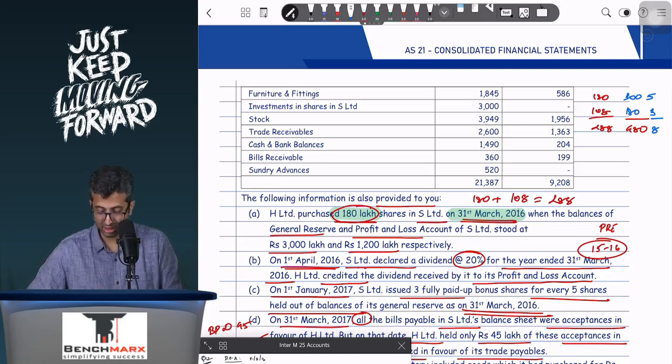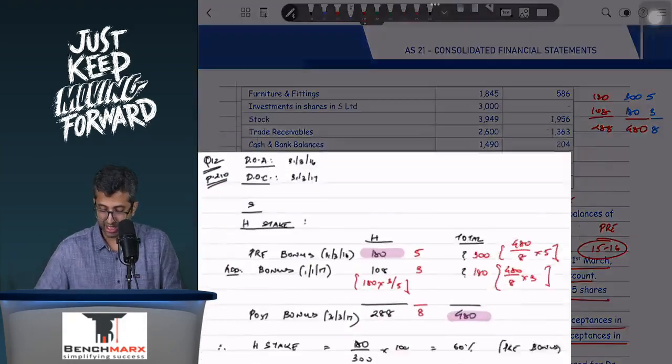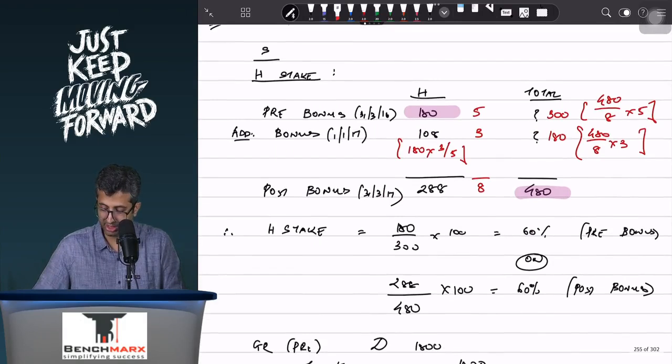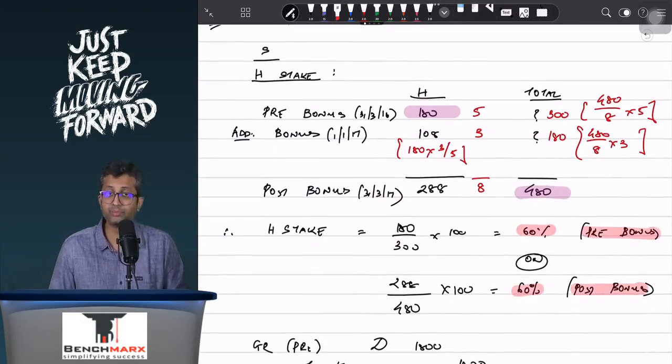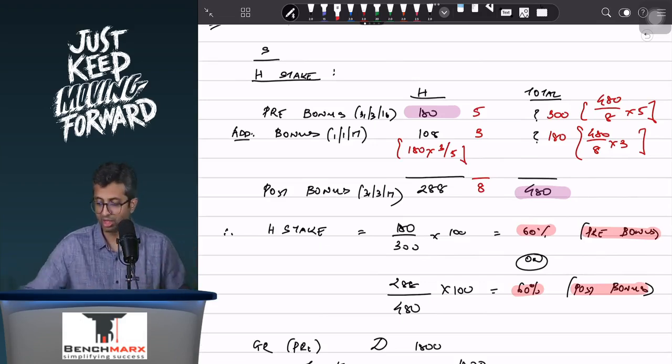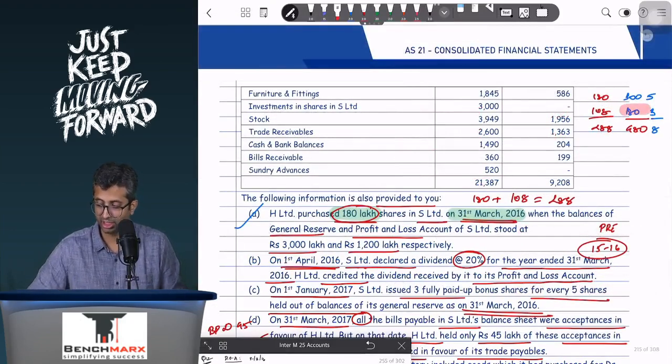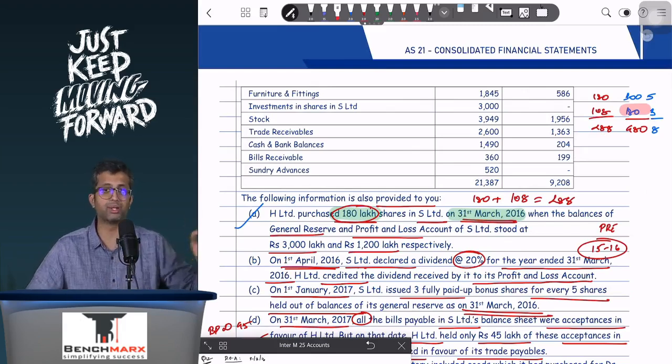I can even do 180 divided by 300 and come to the same 60% stake. So this is something that you need to be particularly careful about, especially in the stake calculation. As you can see over here, the stake will be 60% either based on the pre-bonus data or 60% based on the post-bonus data. Now we have been clearly told that this bonus is coming out of the general reserve. So how many shares are given out as a bonus share? As you can see, 180 into 10, that is 1800. Now 1800 will be general reserve account debit to equity share capital.